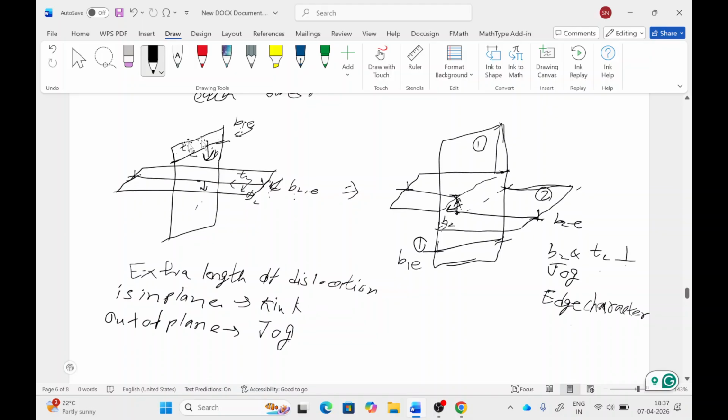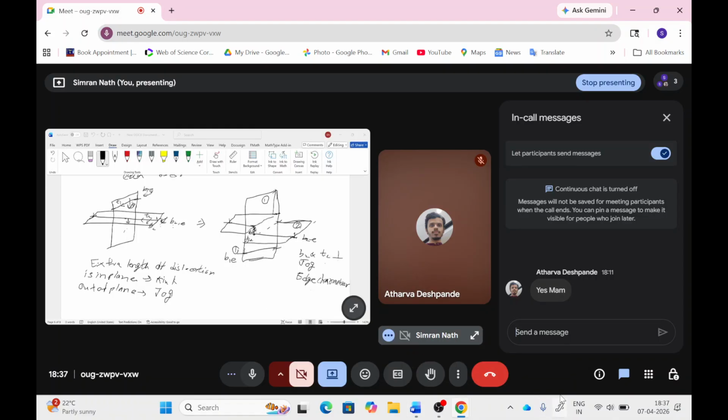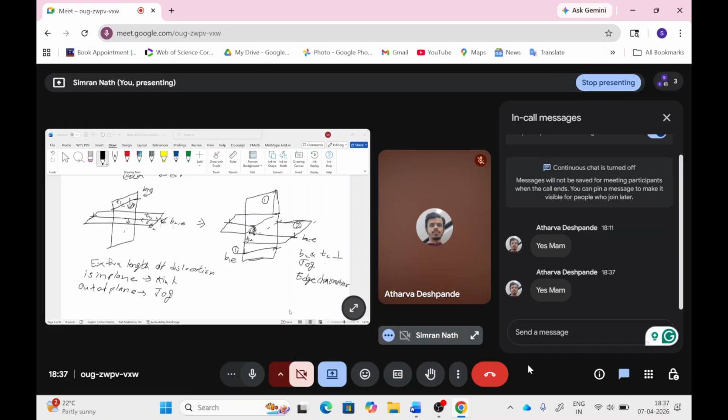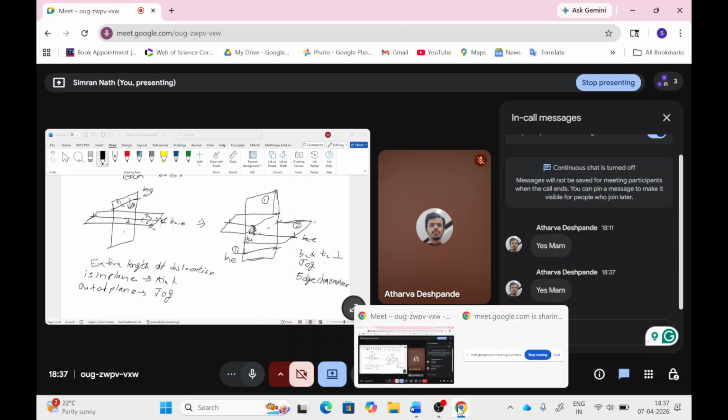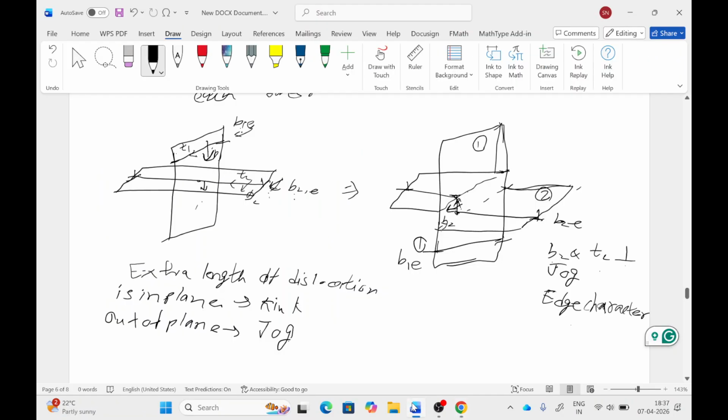Is this clear? Okay. So this is the first case where two edge dislocations intersect perpendicular to each other.